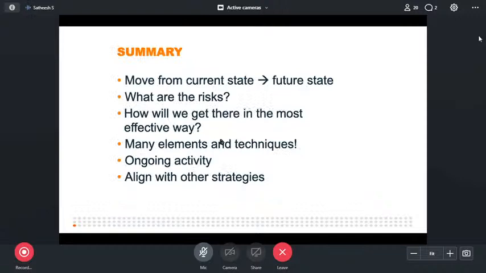So let me summarize. We discussed moving from current state to future state. We discussed the risk. How am I going to get there? That was discussed. And we discussed the ongoing activities and the techniques. The most frequently used technique for strategy analysis is the business model canvas. You also do value stream mapping, process analysis, and document analysis. So these are all the most frequently used techniques.